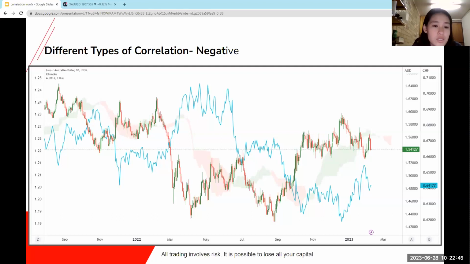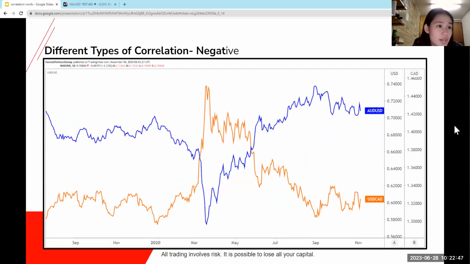Okay, now let's take a look at another example. Here we have Aussie dollar as well as the dollar CAD. So once again, it's interesting to see a swing high. You can expect an exact swing low at the same time for the other chart.